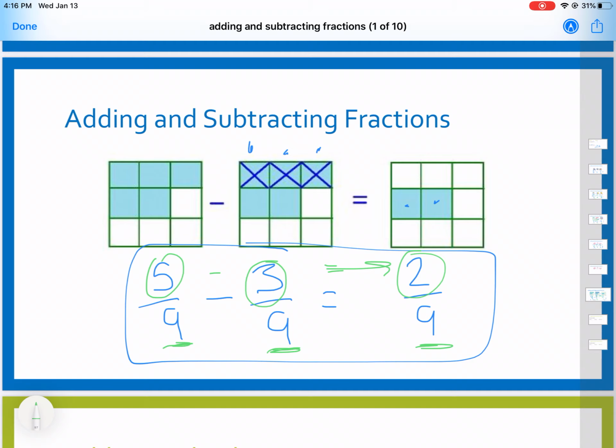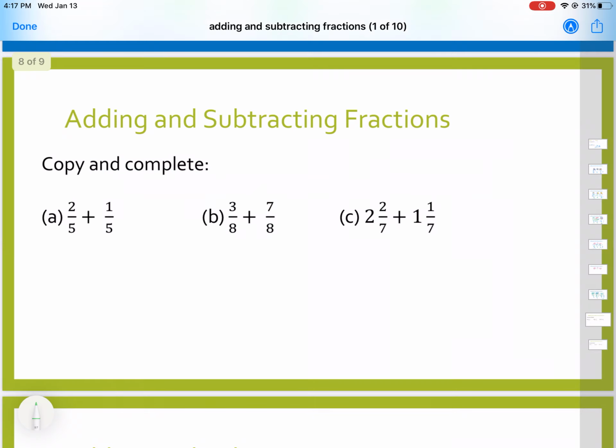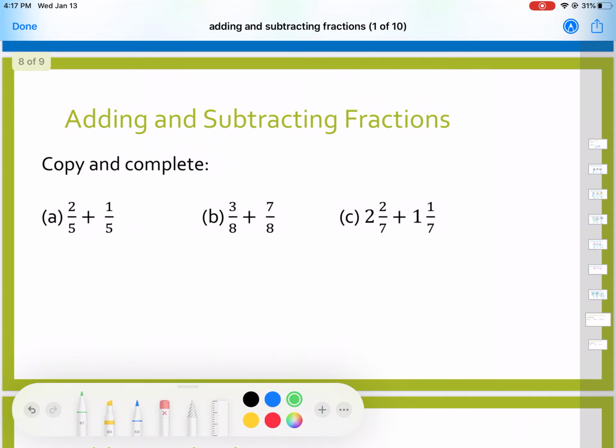Okay, that's the process we want to follow. Keep the denominators the same. All of the denominators will be the same today. And subtract the numerators, or add, depending on the symbol. So we've got a few examples here. I'm going to talk you through these.